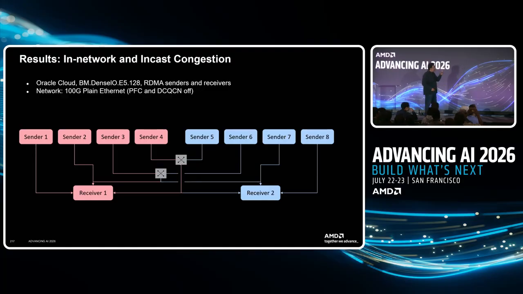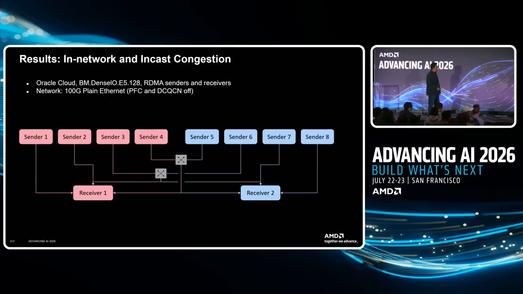So 4 pink senders are sending to the pink receiver, and a blue sender is sending to the blue receiver. The receivers can get up to 100 gig. And what's going to happen is there's receiver-side incast congestion. So this guy can get congested because 4 guys are trying to send to it. Similarly here, but there's also in-network congestion when the blue and pinks are meeting inside. So this is sort of a worst-case scenario.